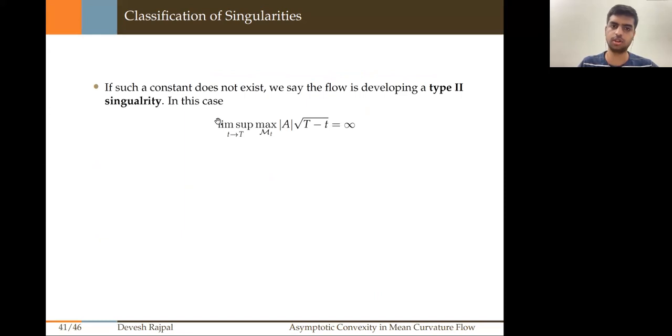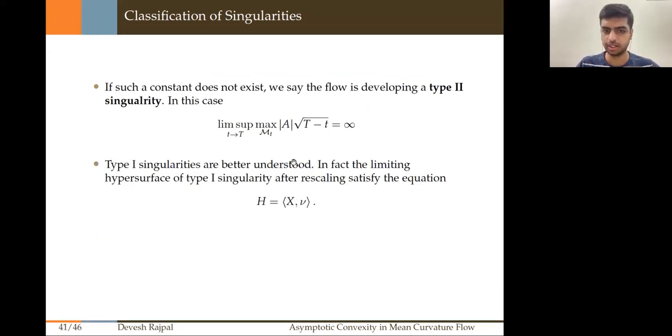If such a constant does not exist, we say our flow is developing a type 2 singularity. In this case, the lim sup of the maximum of |A| times the square root of (T − t) goes to infinity, since there does not exist such a C.